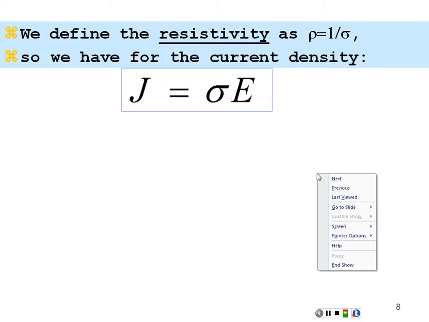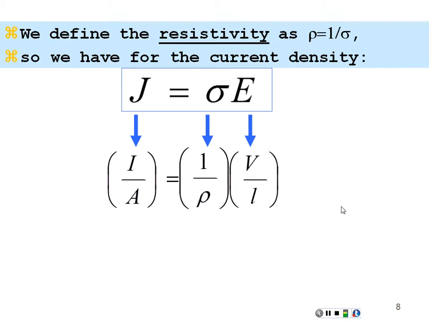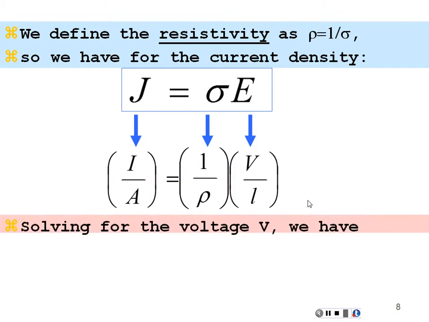So now we have, since the current density equals the conductivity times the E field, if we replace the current density with current per area, I per area, and replace the conductivity sigma with 1 over the resistivity rho, and replace the E field with the voltage divided by the length of the wire, which would be true for a constant E field, then with a little bit of algebraic rearranging, we have that the voltage is equal to the current times this expression: resistivity rho, length of the wire, over the cross-sectional area of the wire.